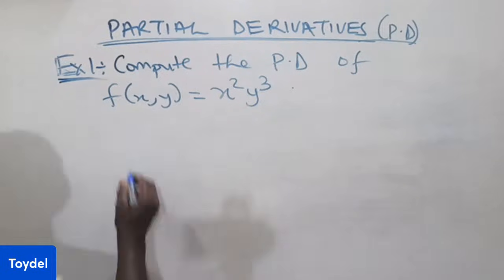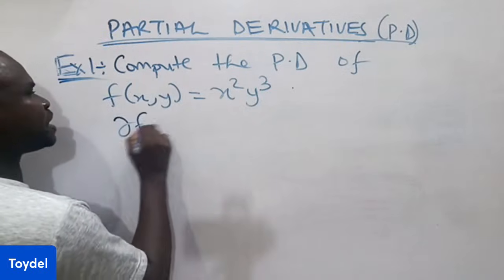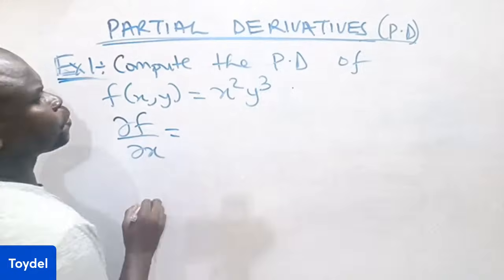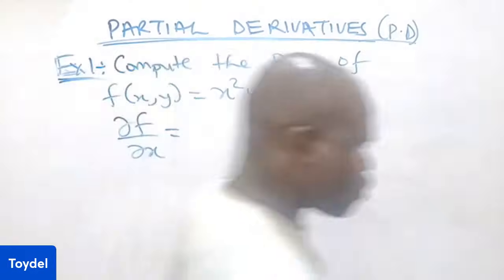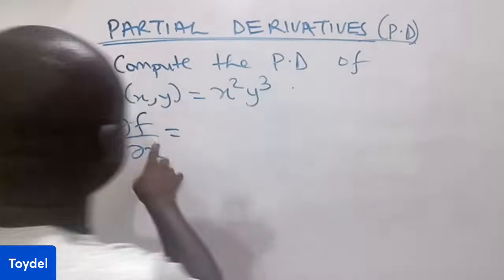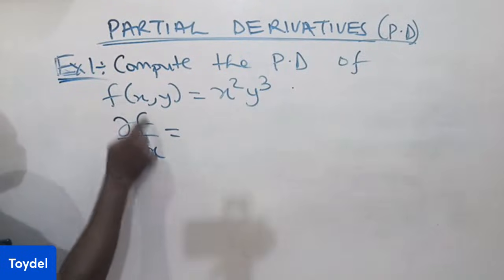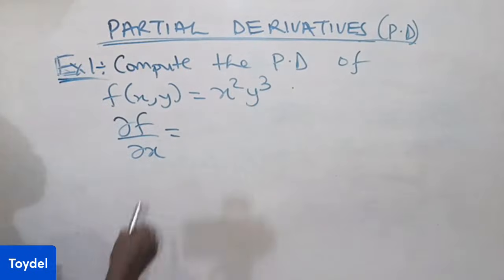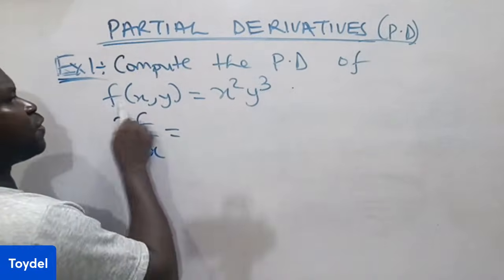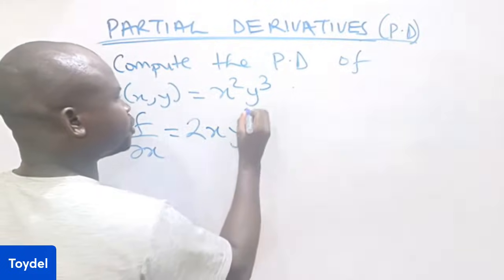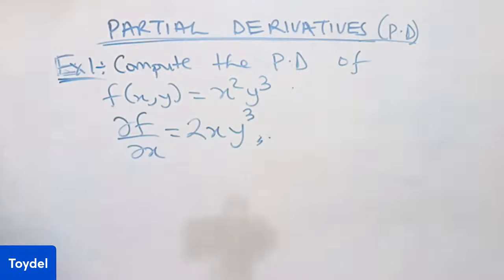Of course, the first one is when we differentiate f partially with respect to x, partial f partial x. What we want to consider in this case is the derivative of f with respect to x, so we pretend as if y is a constant. If you differentiate f with respect to x, this will be 2xy cubed. That's what we are going to get.